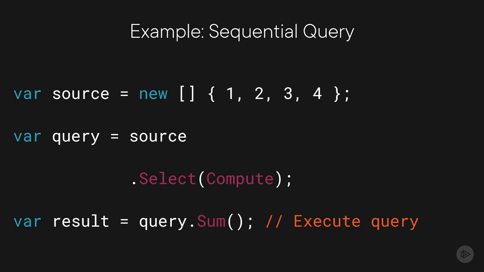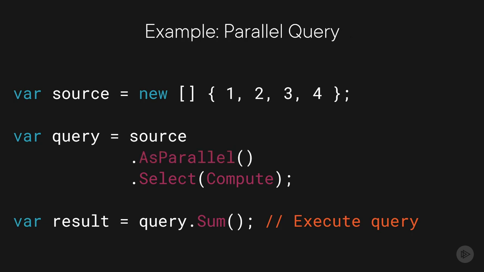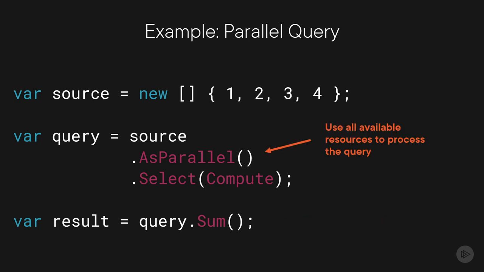If you simply add AsParallel, the query will instead run as efficiently as it possibly can on the current system. The operation will then use all the available resources, very much like we've seen previously with the parallel operations. The result will therefore complete much faster.